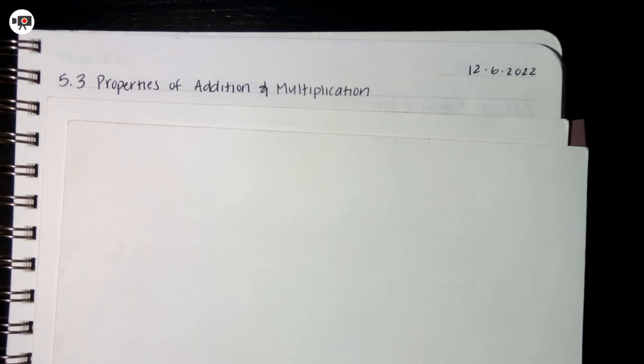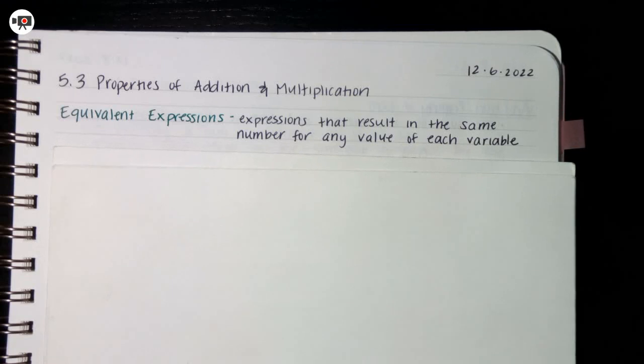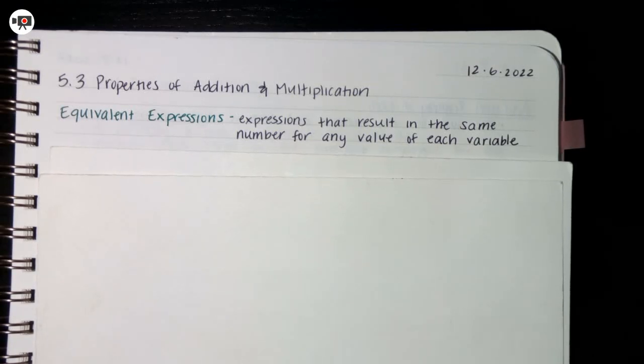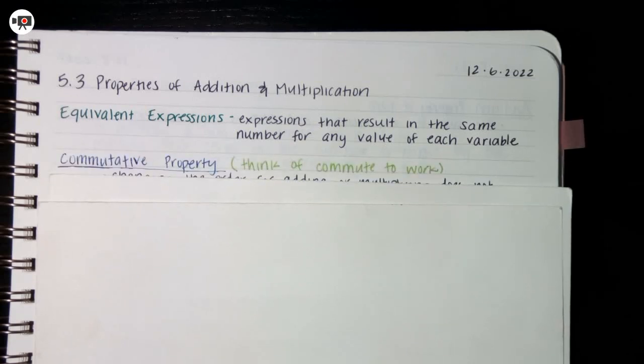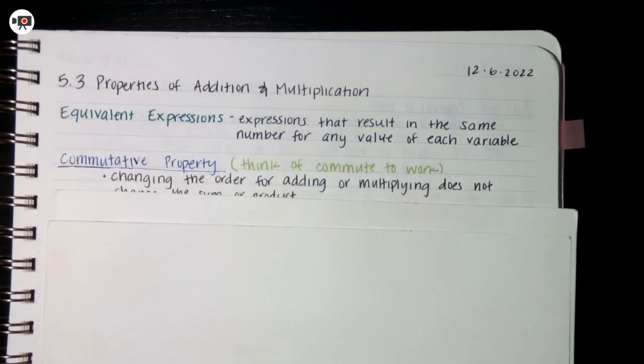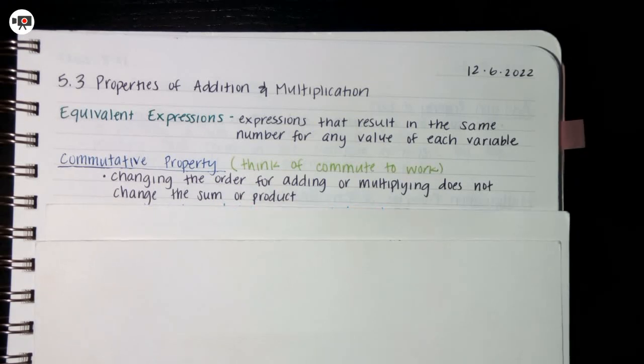This is 5.3, properties of addition and multiplication. Equivalent expressions are expressions that result in the same number for any value of each variable. The commutative property, let's think about your commute to work, means changing the order for adding or multiplying does not change the sum or product.